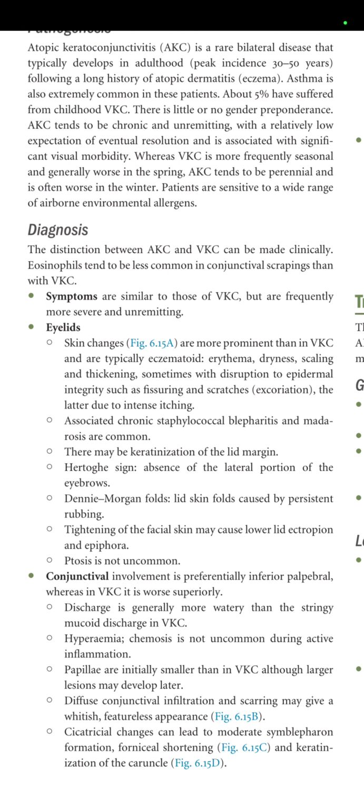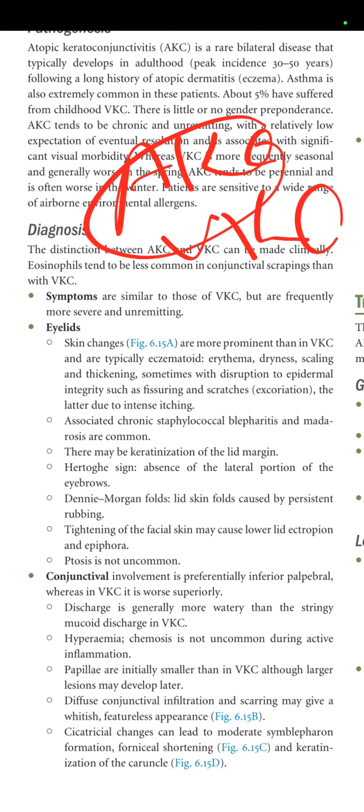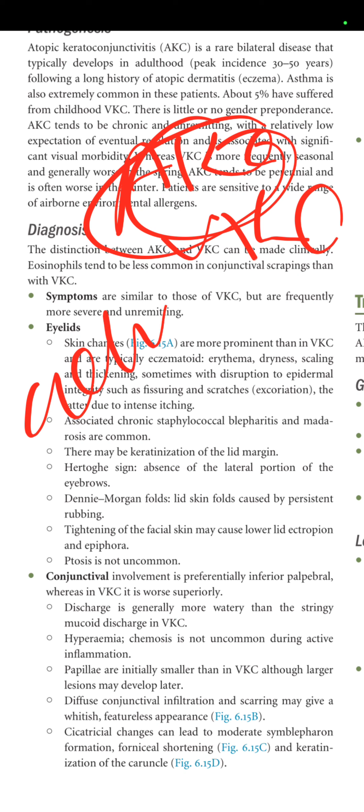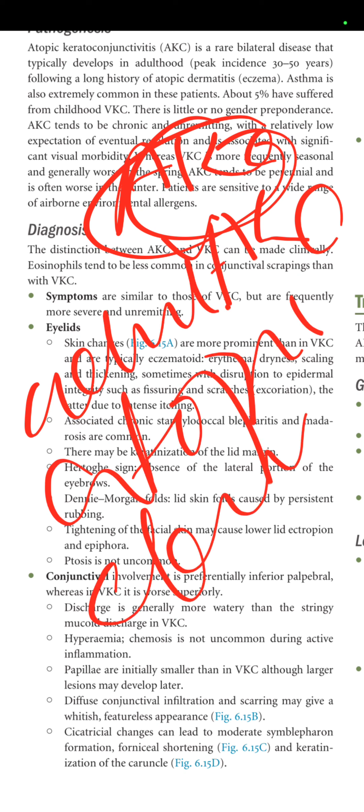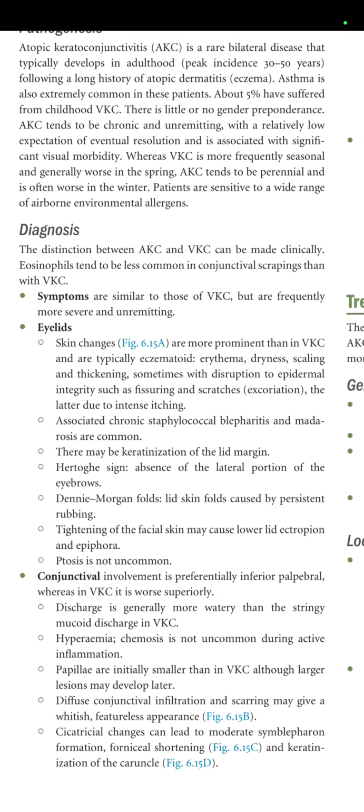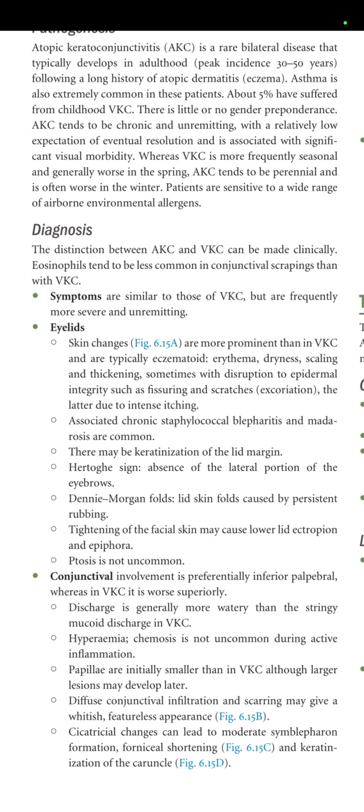The distinction between AKC and VKC can be made clinically. Eosinophils tend to be less common in conjunctival scraping than with VKC. Symptoms are similar to those of VKC but are frequently more severe and unremitting. So basically, AKC and VKC are usually similar, but AKC presents in adulthood, and the patient has a history of atopic dermatitis, also known as eczema, which is a skin rash that occurs due to some allergy to the environment.